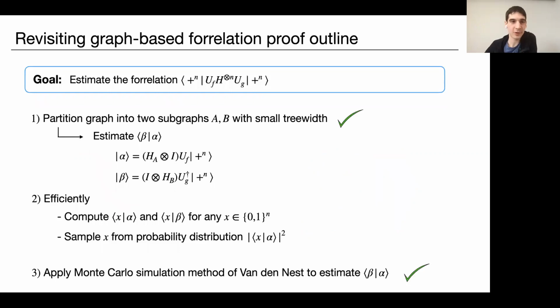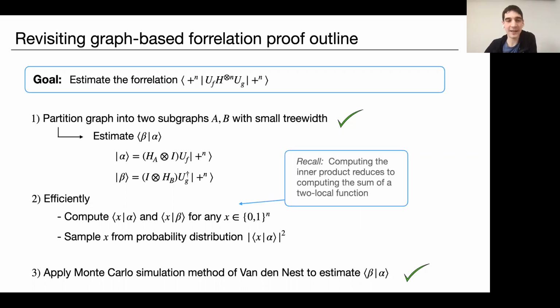And so here's our proof outline again. So now we sort of know what we're going for. We want to partition our vertices into two sets, A and B, that have small treewidth. And eventually we're going to apply this Monte Carlo simulation algorithm of Van den Nest. And the only thing I have left to do is the second step.